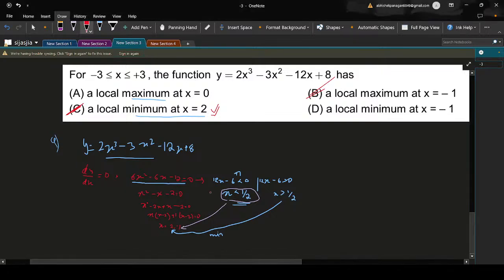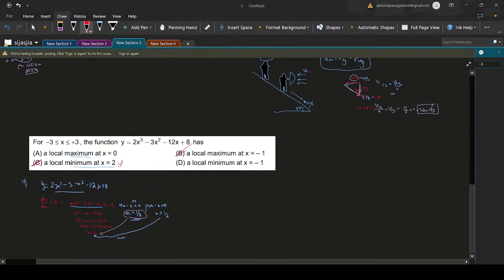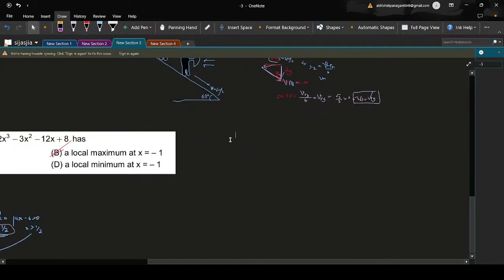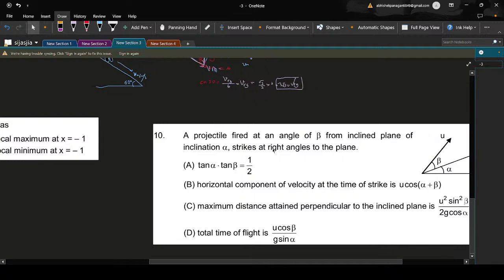So yeah, this was a decent question. Let's move on to another question. Let me paste another one, a good one by the way. So let me just paste over here.